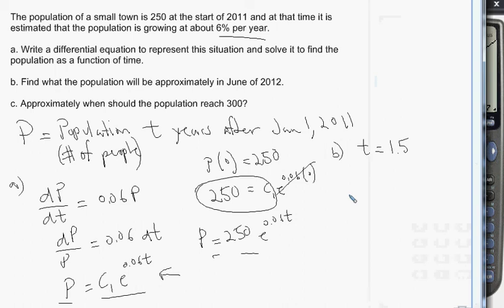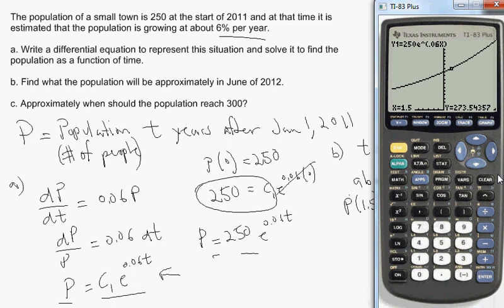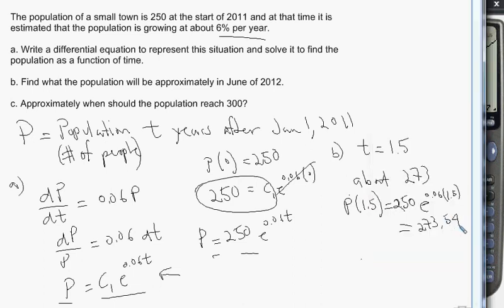So for our answer, we can put about 273. Now, we used our calculator. If we want to show our work, maybe we should say, P of 1.5 equals 250 times e to the 0.06 times 1.5. It equals 273 point, what was it? 554, which is approximately 273 people.